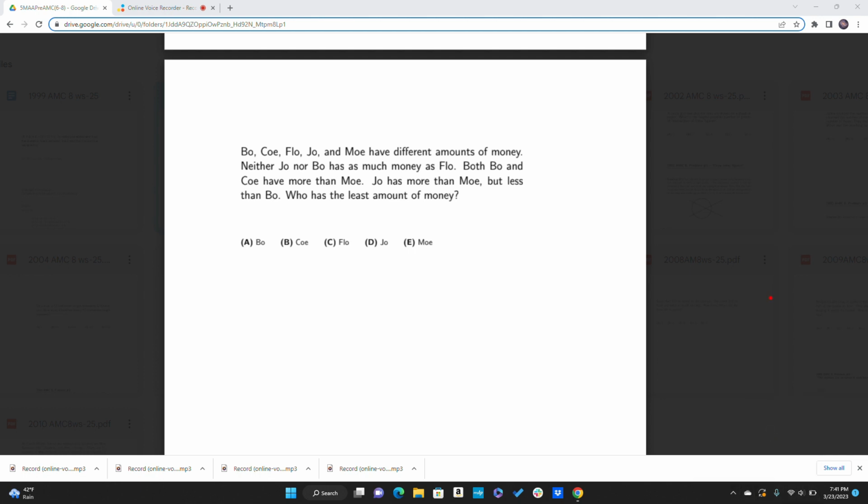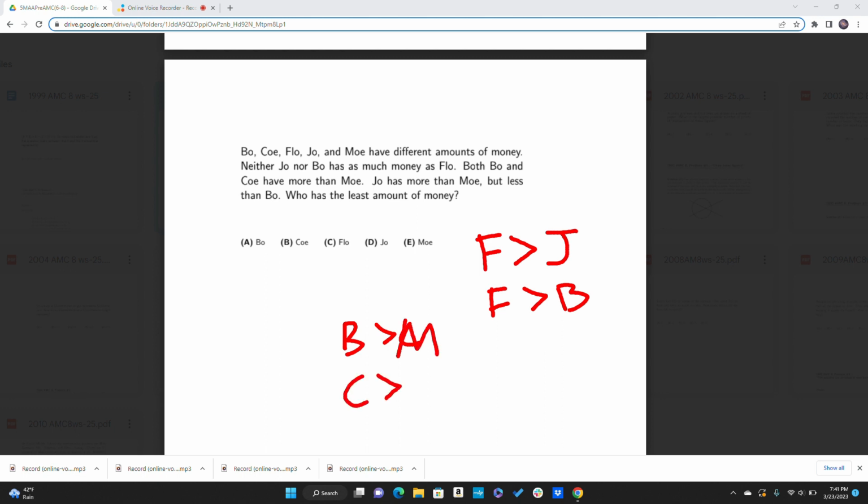They have different amounts of money. So neither Joe nor Bo has as much money as Flo. So Flo has more money than Joe, and Flo has more money than Bo. Okay? Bo and Co have more than Mo. So Bo has more than Mo. Co has more than Mo. Okay? Joe has more than Mo, but less than Bo. That's getting a little confusing. Who has the least amount of money?